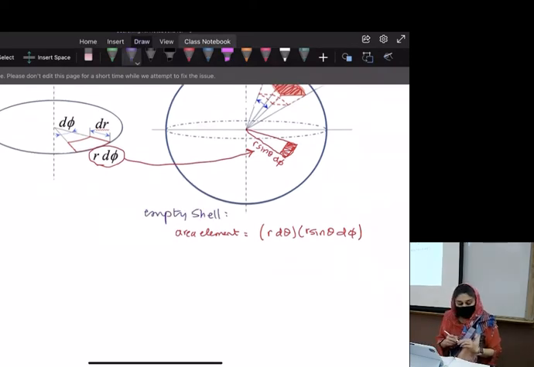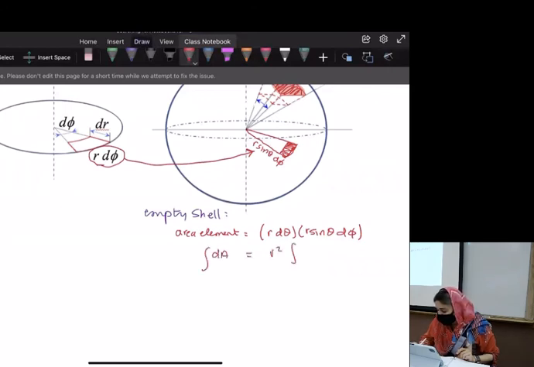How many integrations should I have? Somebody said 2, somebody said 3. How many do you think? Is there a dr? So how many should we have? Got it. Okay, integrations over what and what? r squared comes out, sine theta, d theta, and d phi. Limits for the sweep, always 0 to 2 pi.